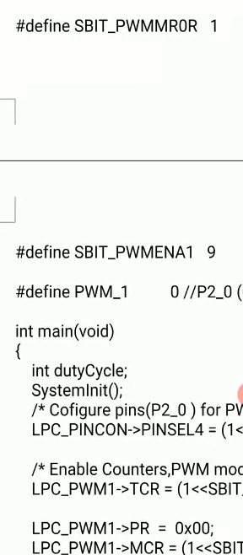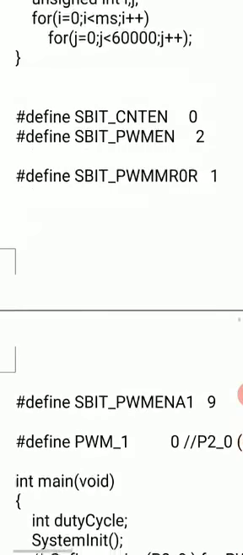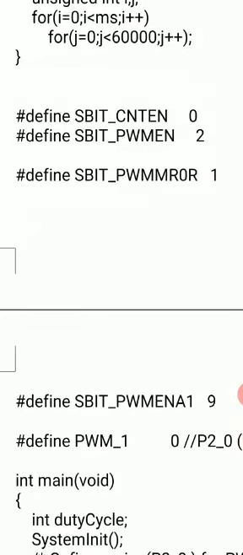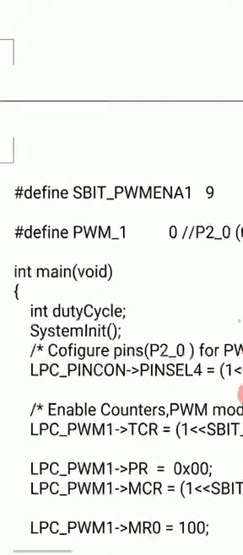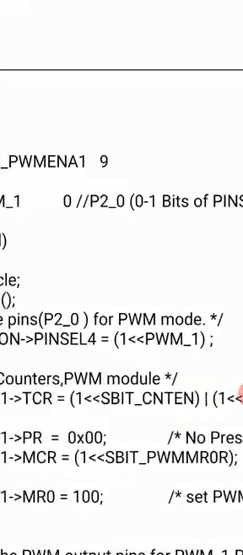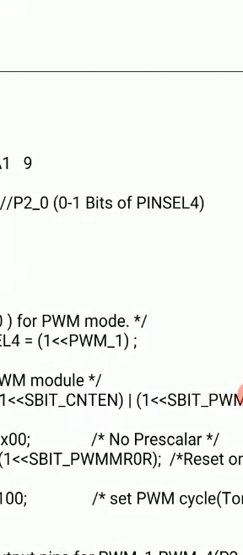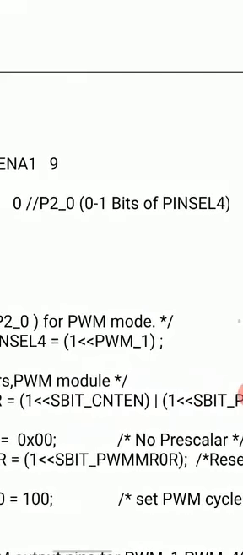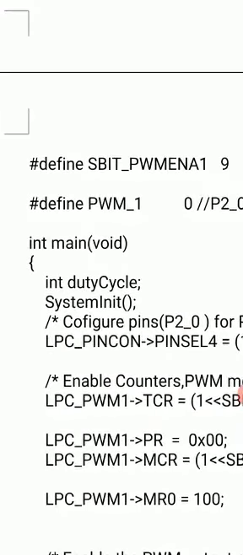So define set bit PWM enable 1, which is the 9th bit. Just now I showed you. So the first two are for TCR, the second one is for MCR, the third one is for PCR. Okay, then define PWM1. This is for setting the pin select 4, since we are working with PWM channel 1. So for P2.0, we have to set bits 0 and 1 of pin select 4. So I have taken it as 0 here. #define PWM1 equal to 0. This is for selecting the P2.0 pin as a PWM channel.